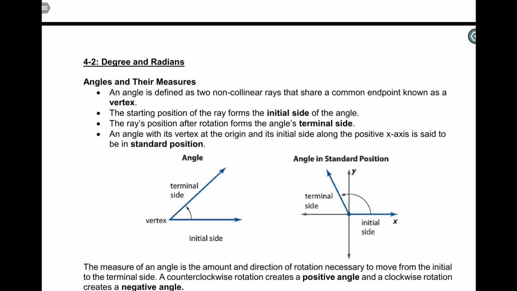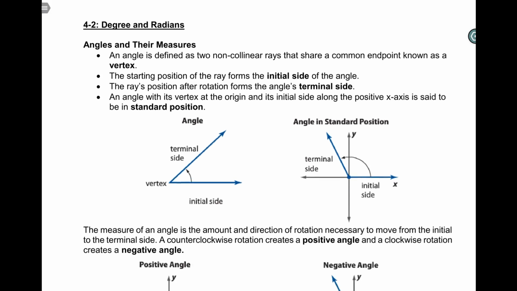Hi, here's the screencast for Lesson 4-2, Degrees and Radians in Precalculus. So first off, angles and their measure.